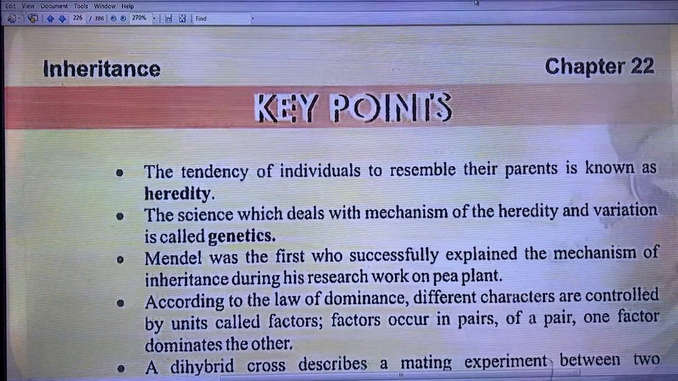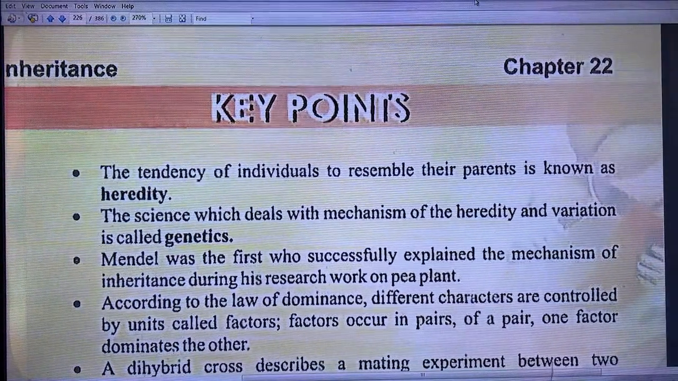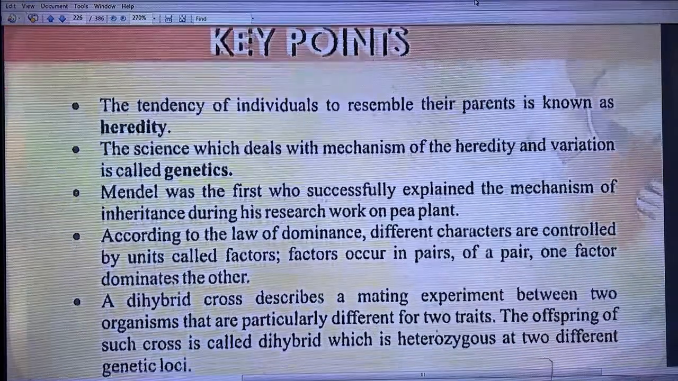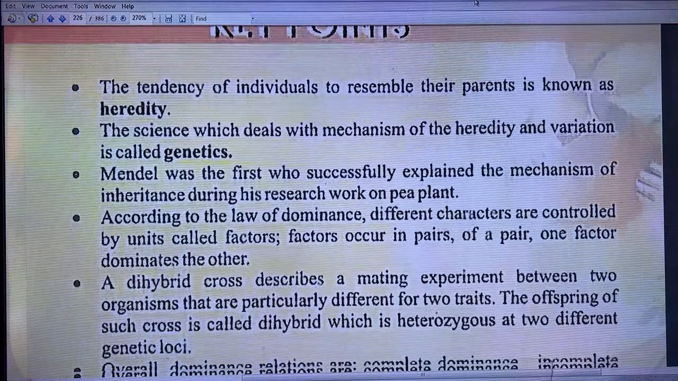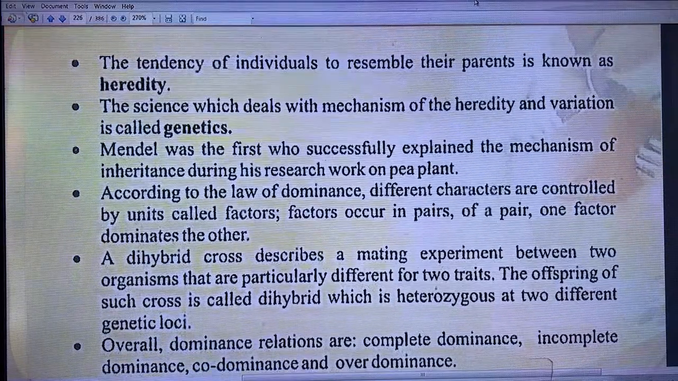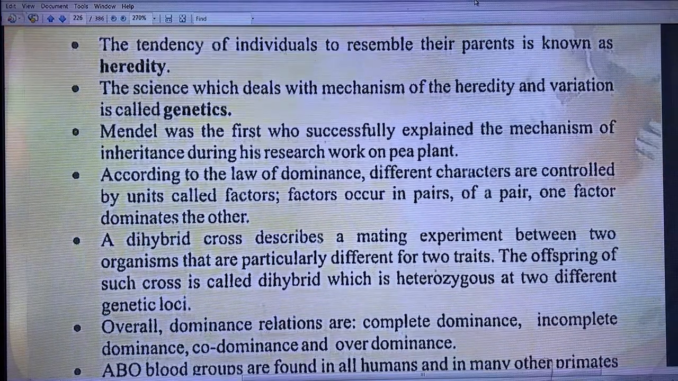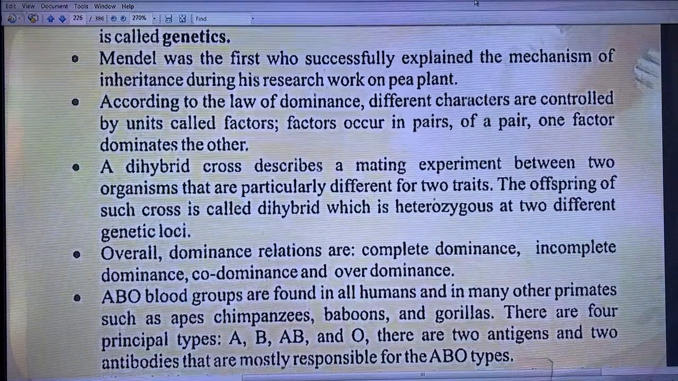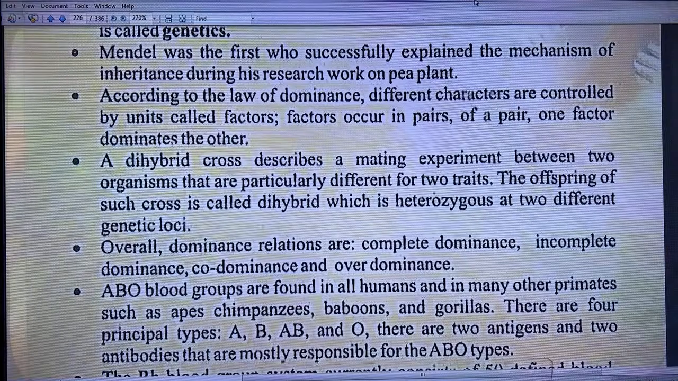Key points. The tendency of individuals to resemble their parents is known as heredity. The science which deals with the mechanism of heredity and variation is called genetics. Mendel was the first who successfully explained the mechanism of inheritance during his research work on pea plants.